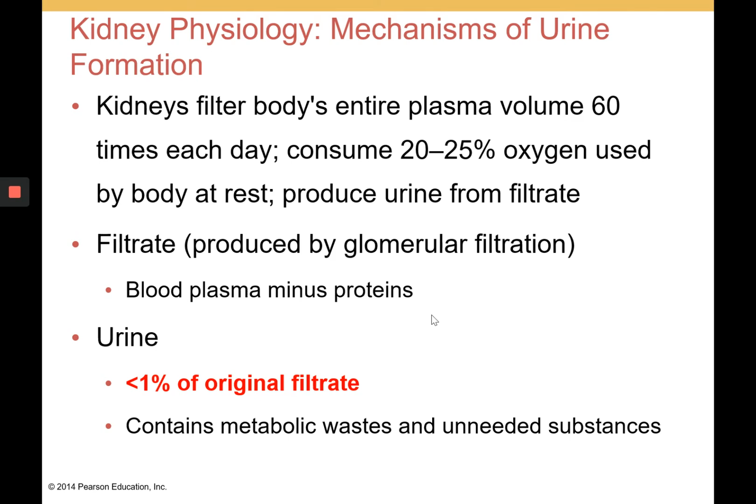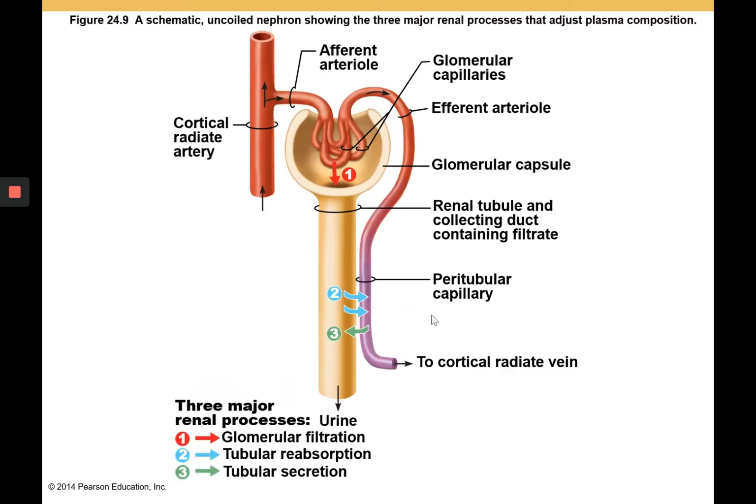We're going to reclaim most of the substances that originally become filtrate in that capsular space throughout the rest of the renal tubule system, including the proximal convoluted tubule, the loop, and the distal convoluted tubule. What's mainly in urine is going to be water, and then metabolic waste and any unneeded substances, or ions in excess, for example.